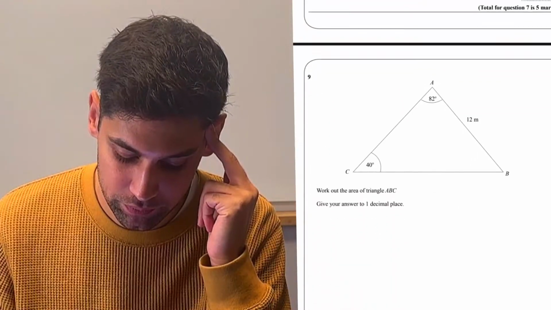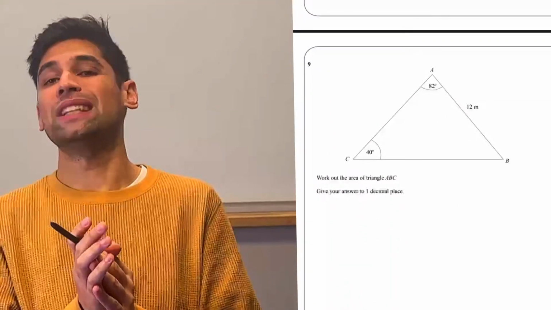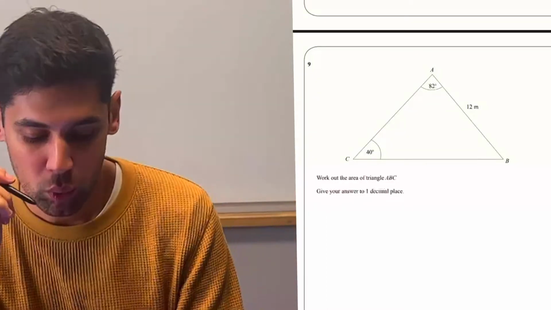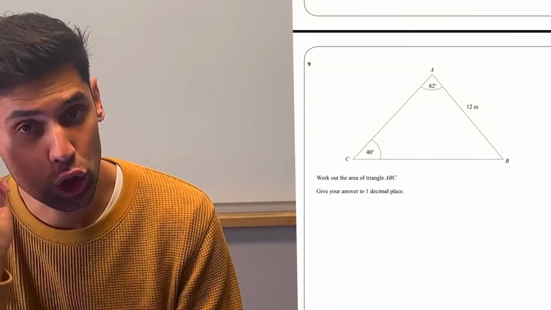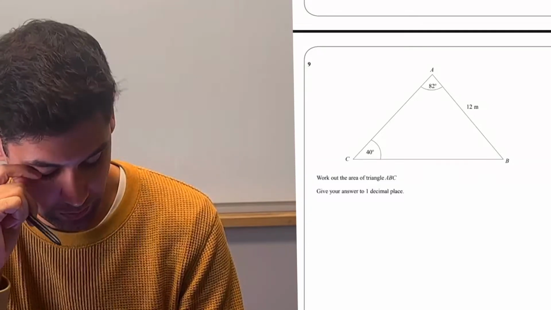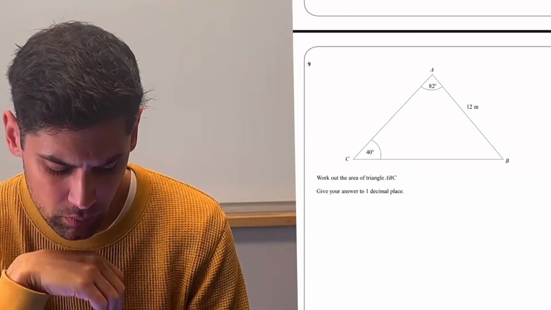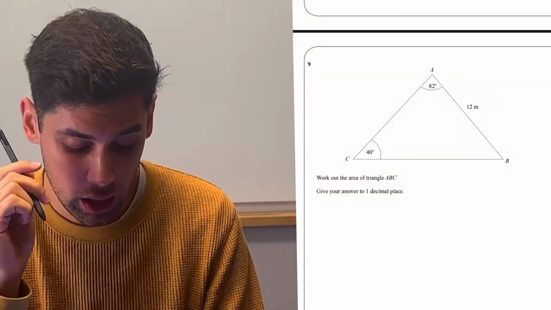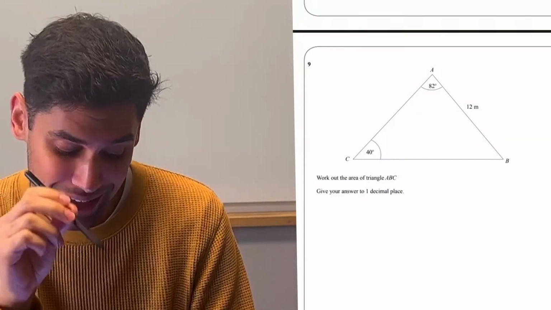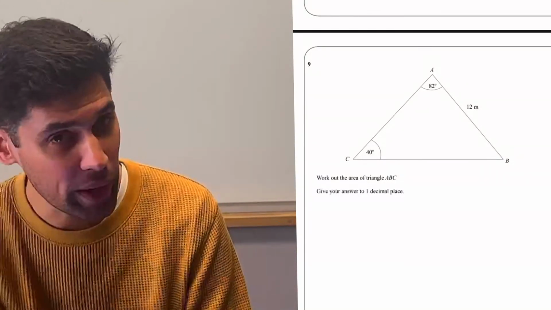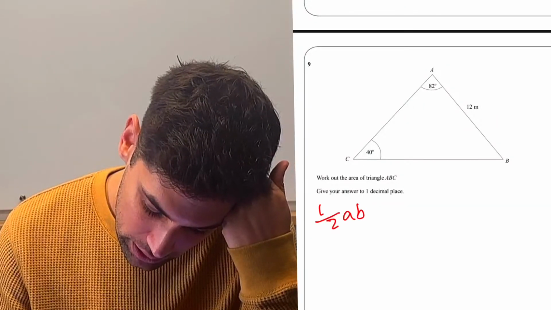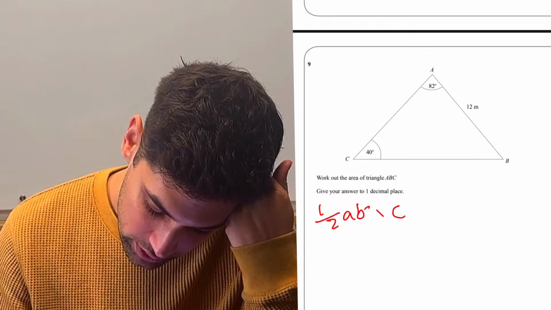Right. Here we go. Now we're combining things. This is where I love maths. This is where all the stuff comes together. We're going to combine the two things we've done to do this question, I think. Work out the area of a triangle. Okay, again, they have said the words area of a triangle, so we are straight away going to write down the formula area of a triangle. Half AB sine C.